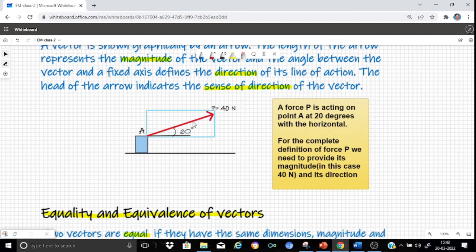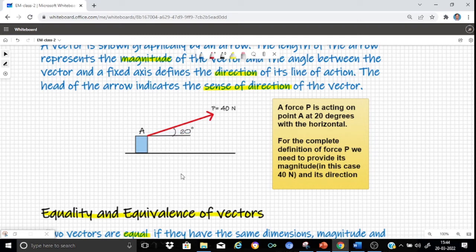That is, the length of this arrow should be 40 units. Now to define the direction, I need to specify the angle which the force P makes with the reference axis. In this diagram, it is specified as 20 degrees. Now I need to specify whether this force is acting towards the object or away from the object. That means I need to specify the sense of direction. And here the sense of direction is obviously presented by the head of the arrow, which indicates that the force P is acting away from the point A or away from the object.